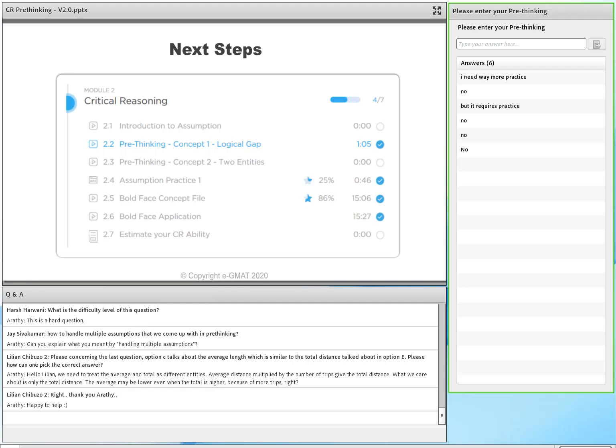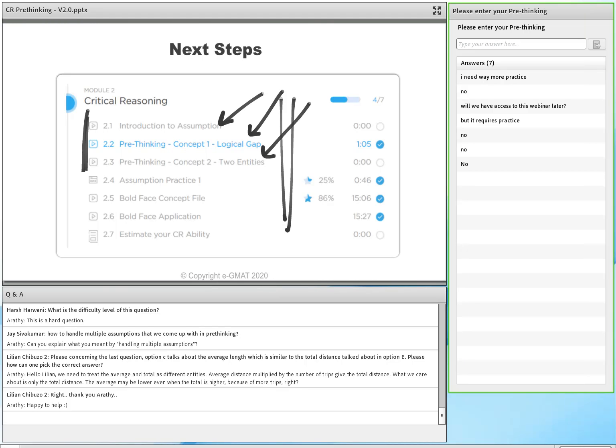So what are the next steps? Go to the free trial. Go through introduction to assumption, logical gap, two entities. The beauty of this is these are very directed argument structures, which means as you go through them, you get better at each one of these. Each one of these files is going to be about 45 minutes or so, so budget that time.